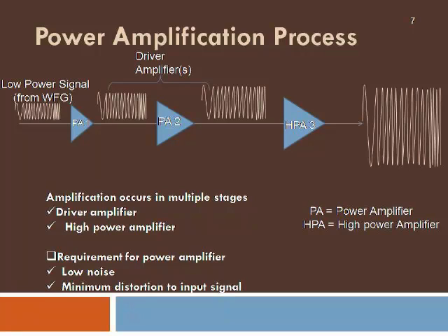So taking the advantage of this class C amplifier, which gives very high efficiency, a high power amplifier will normally be designed with the class C mode. So here we can expect efficiency greater than 80% in these amplifiers. But the heat dissipation and other problems are to be handled carefully. So here we have two low power amplifiers in the preceding stages, or what we call driver stages, and the last one is going to be the high power amplifier. Here the requirements are going to be low noise and minimum distortion to the input signal.